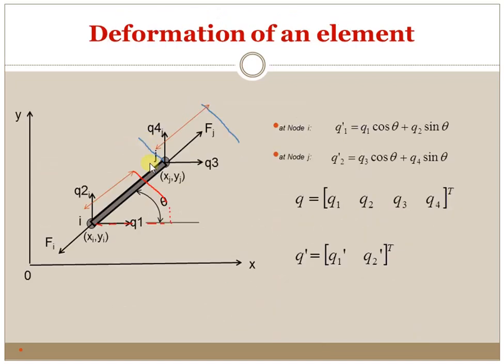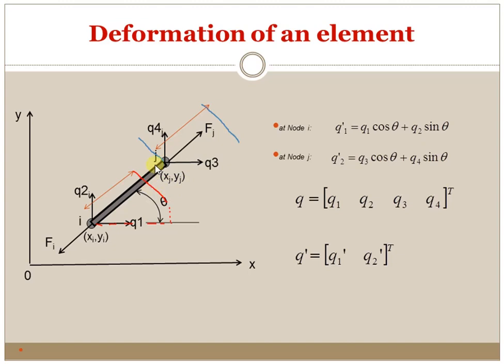Here we consider only one bar element which is inclined at some angle theta with the x-axis. We can give the two node numbers, node number i and node number j. At node number i, we can write the coordinates x of i and y of i, and at node number j, we can write the coordinates x of j and y of j.